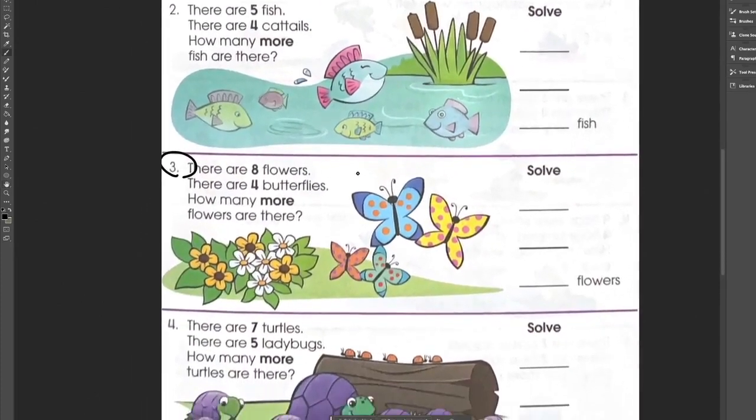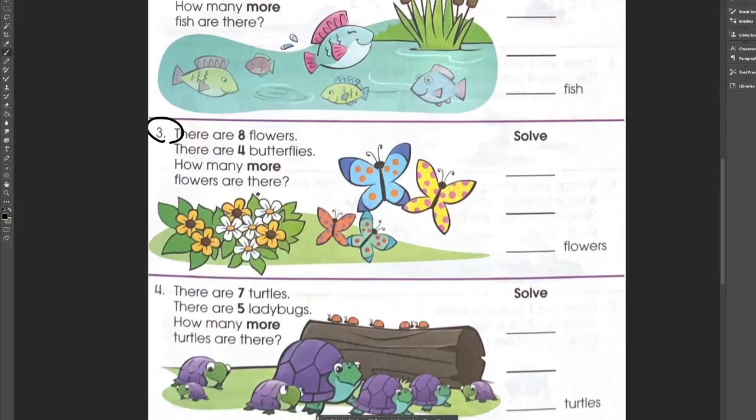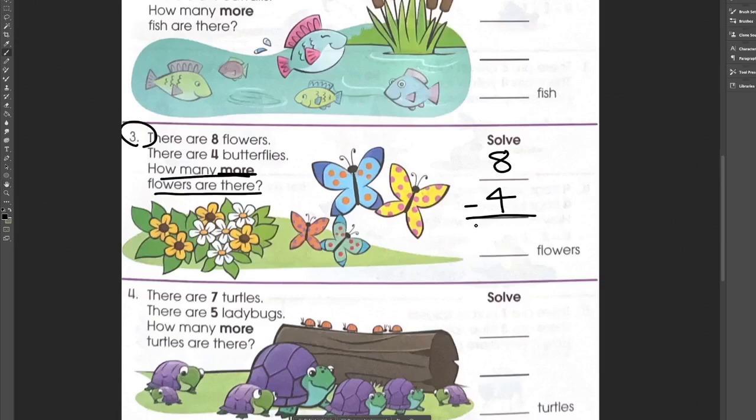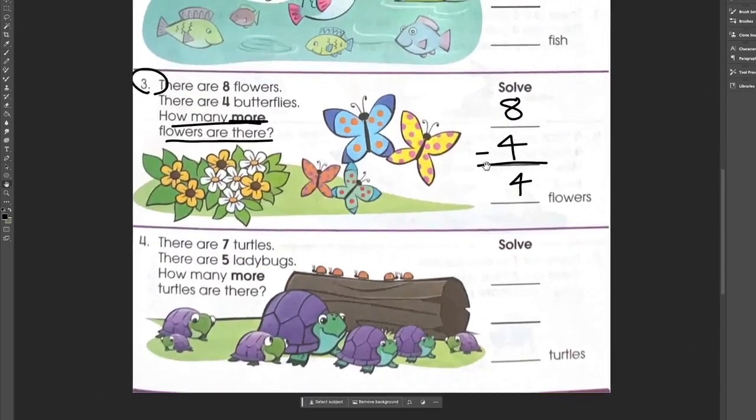For number 3, it says there are 8 flowers and 4 butterflies. How many more, there's that word again, how many more flowers are there? Same case here, we're comparing two things. We know one thing is greater, so we have to subtract if we want to know how many more flowers are there. There are 8 flowers, so that's the greater number, and we put it on the top. There are 4 butterflies, and that's the smaller number, which we put on the bottom. Once again, we do the subtraction setup. We subtract 4 from 8, and we should get 4 flowers more than butterflies.